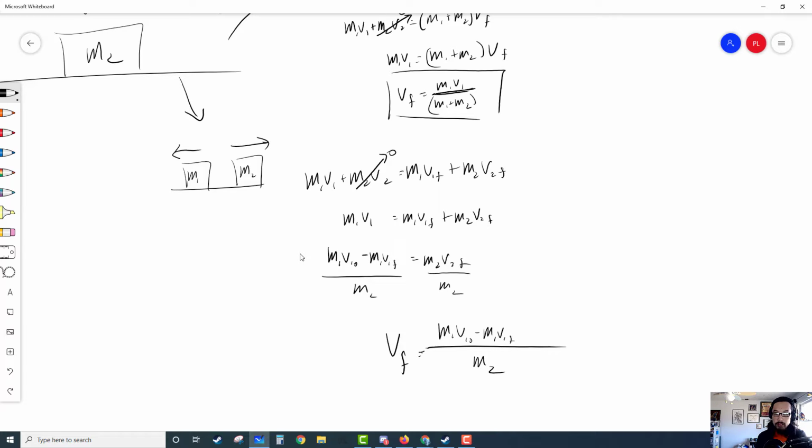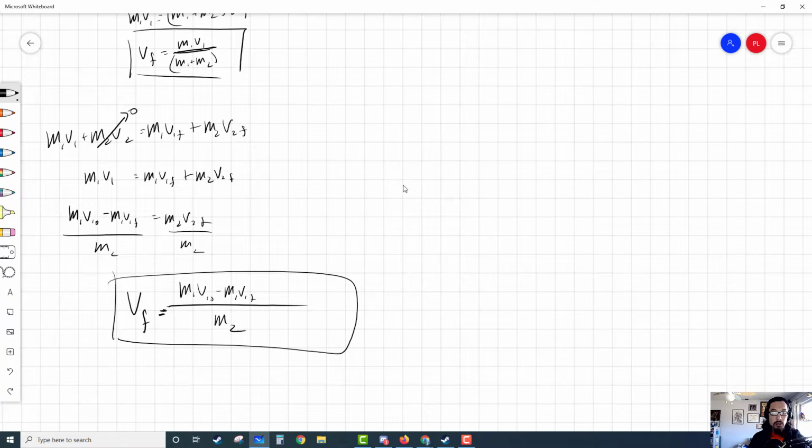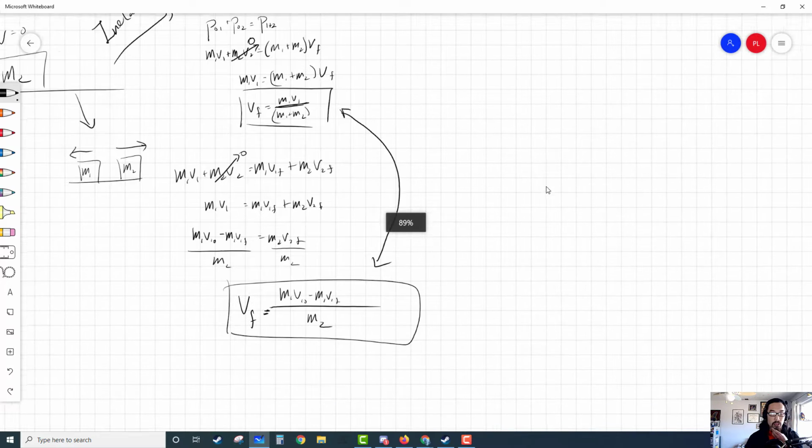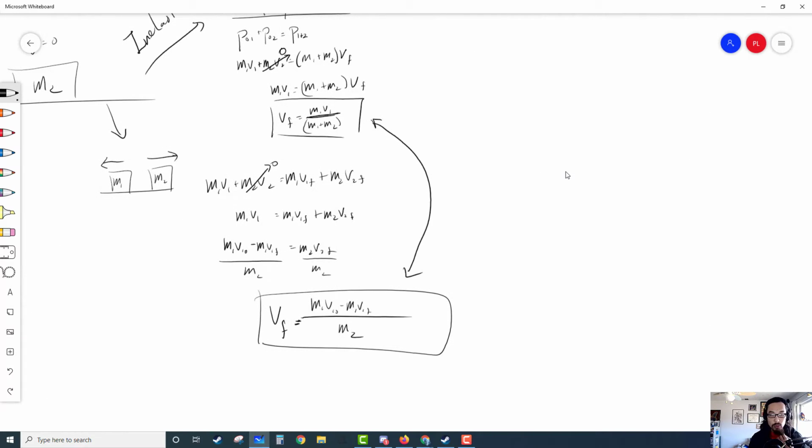If I take a look at both of these answers, this answer versus this answer up here, I forgot something here. Because m1 is moving to the left, over here, m1 v1 final should be a negative m1 v1 final. I made that mistake. So if we move it over to the other side, this should be positive. Okay, so I fixed my mistake.